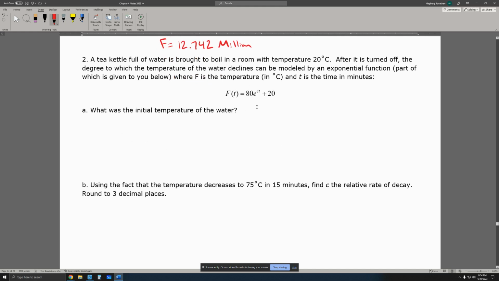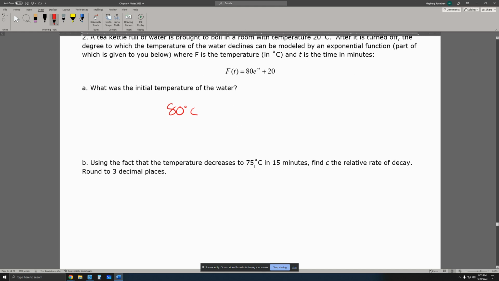All right, so if I'm looking at this here, that tells me that the initial temperature is that scalar multiple in the front. So that would be that 80 right there. So that tells me that the initial temperature was 80 degrees Celsius. Using the fact that temperature decreases to 75 degrees Celsius in 15 minutes, find c, the relative rate of decay. Round to 3 decimal places.